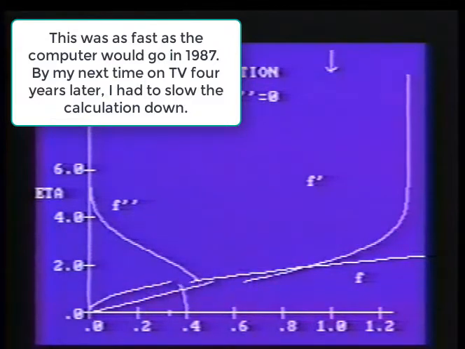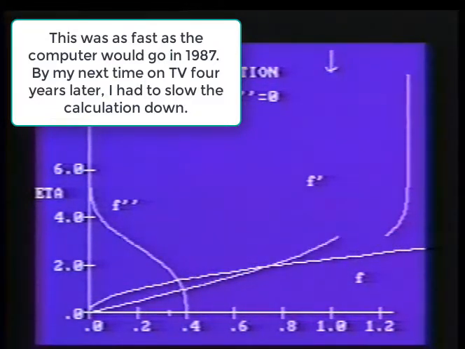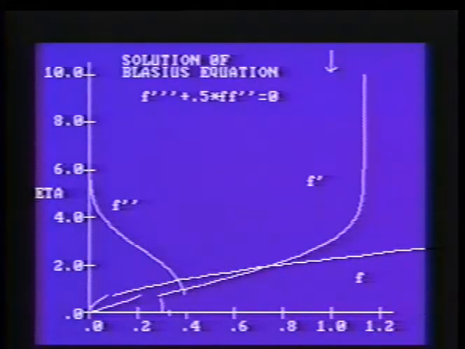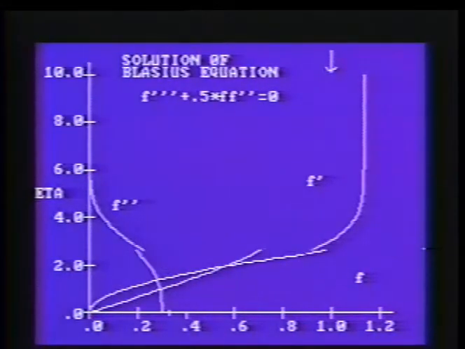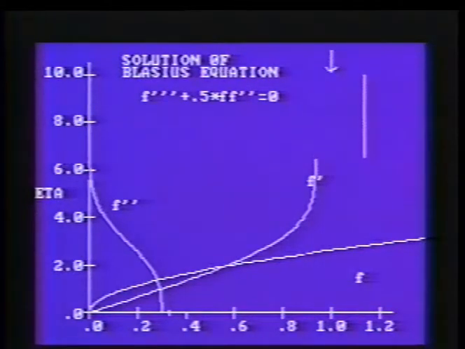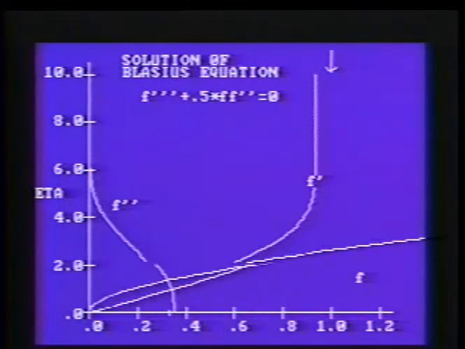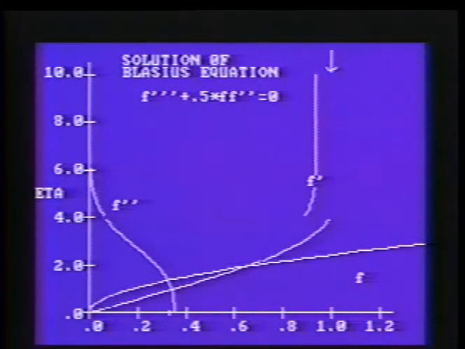Since we don't know the boundary condition on f double prime at 0, we guess it and keep trying until we meet the boundary condition out at infinity, which here is that arrow at the upper right-hand corner of the screen. Now you can see that we've undershot the arrow, and we'll use a half-interval method to improve our guess until we exactly meet it.